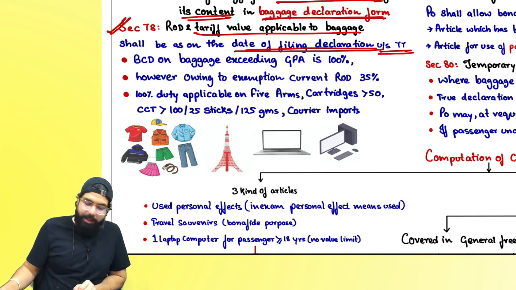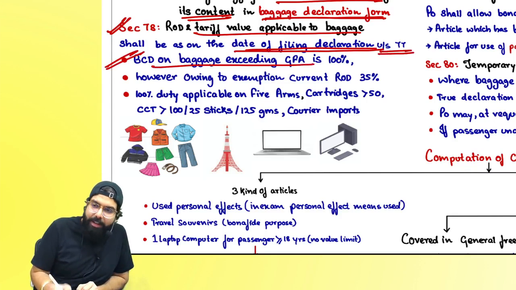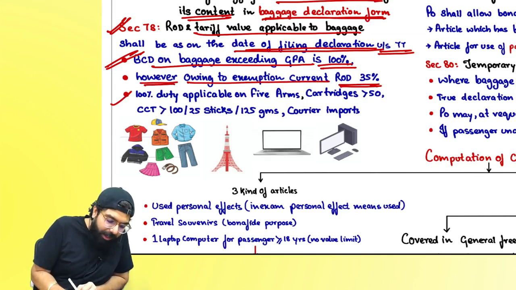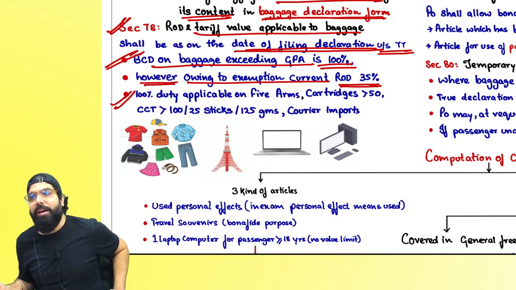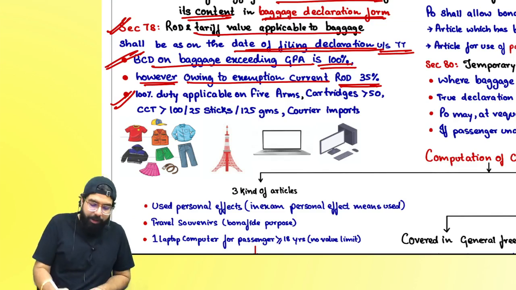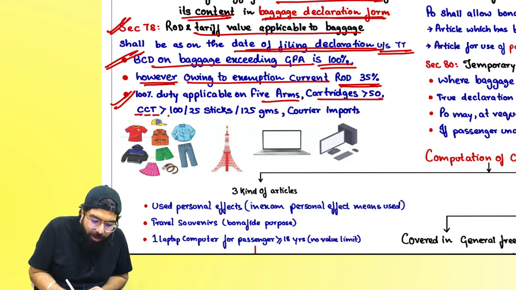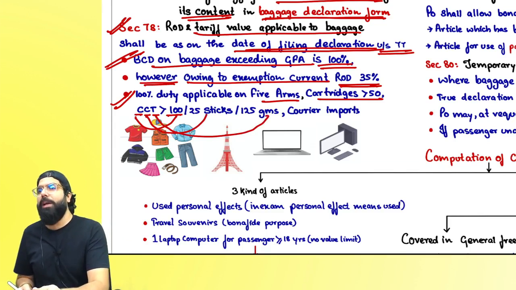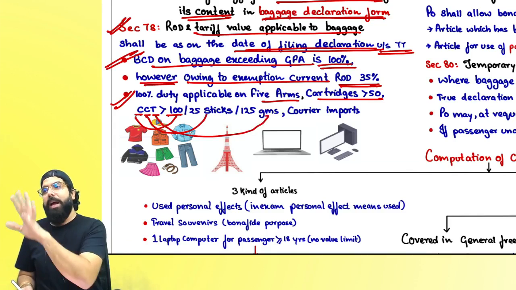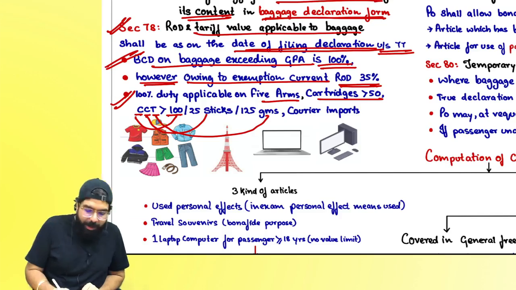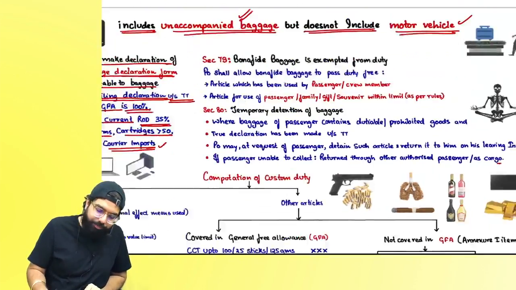under section 77. Basic custom duty on baggage exceeding the general free allowance is how much? 100%. However, owing to an exemption, the current rate of duty is 35%. But the 35% duty is not applicable in some cases. 100% duty is applicable if you have firearms or cartridges greater than 50, or cigarettes greater than 100, cigars greater than 25, or tobacco greater than 125 grams. Those are annexure 1 items and 100% duty shall be applicable. For courier imports also, 100% duty is applicable.